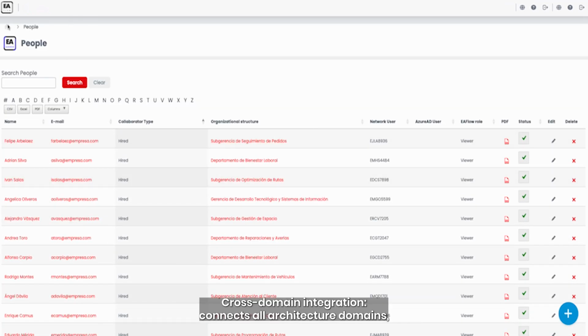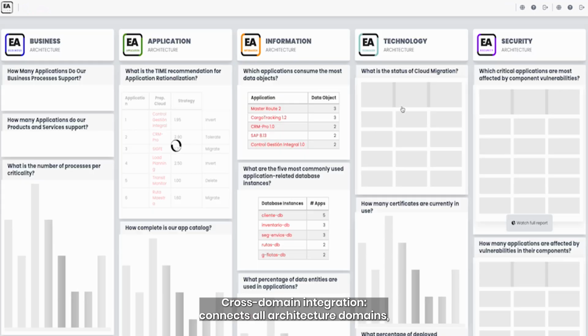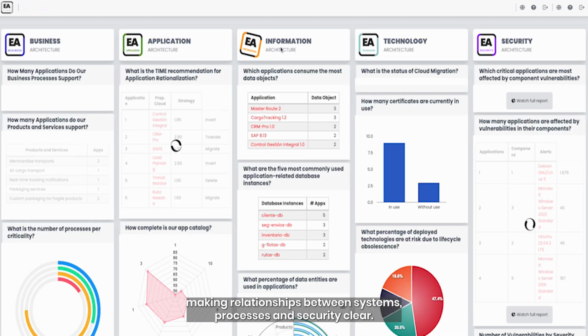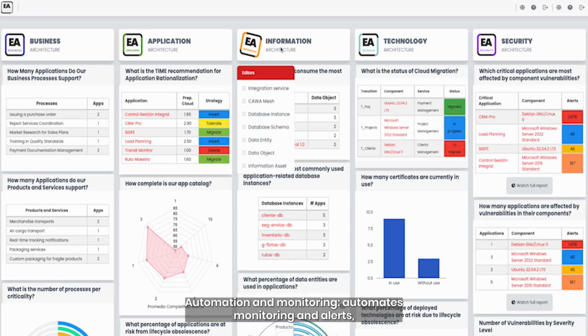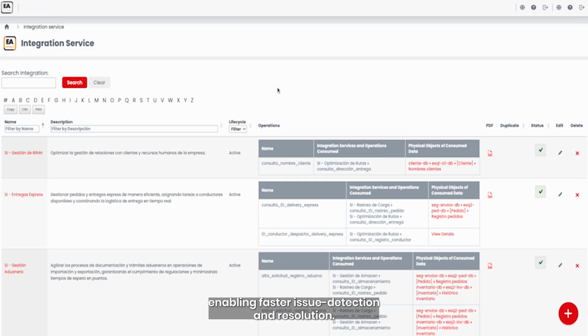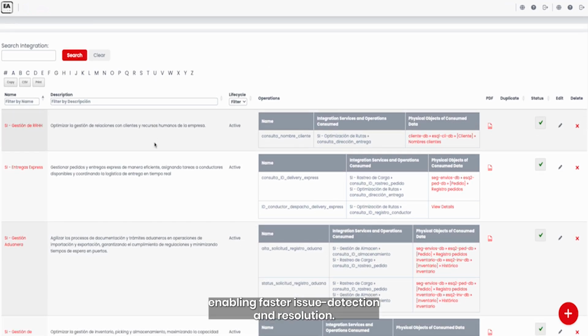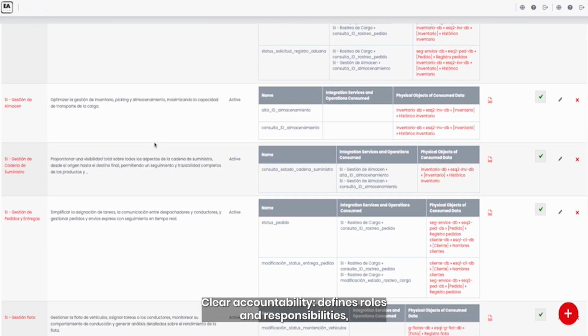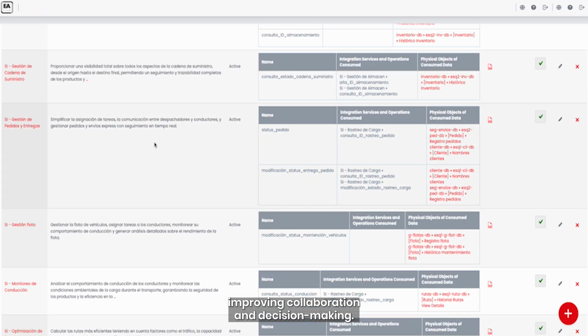Cross-domain integration connects all architecture domains, making relationships between systems, processes, and security clear. Automation and monitoring automates monitoring and alerts, enabling faster issue detection and resolution. Clear accountability defines roles and responsibilities, improving collaboration and decision-making.